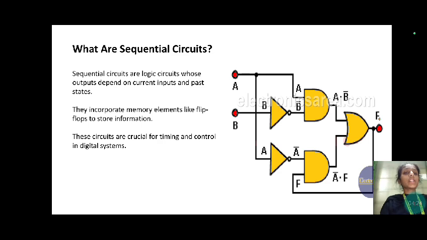Next, what are sequential circuits? Sequential circuits are logic circuits whose output depends on the current input and past states. They incorporate memory elements like flip-flops to store information. These circuits are crucial for timing and control in digital systems.